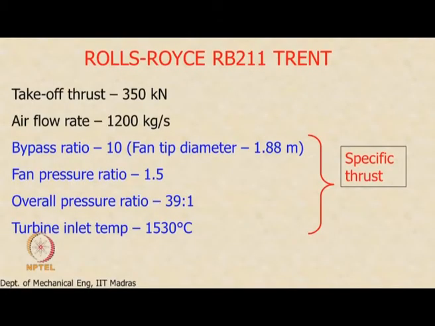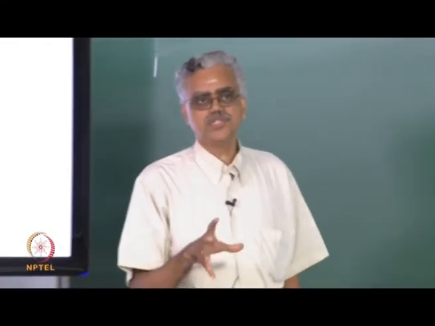And here we are talking about bypass ratio. So this means the bypass ratio of 10 means 10 times as much air goes through the fan as goes through the core engine. In fact, for every kilogram of air that goes through the core engine, 10 kilograms goes through the fan.